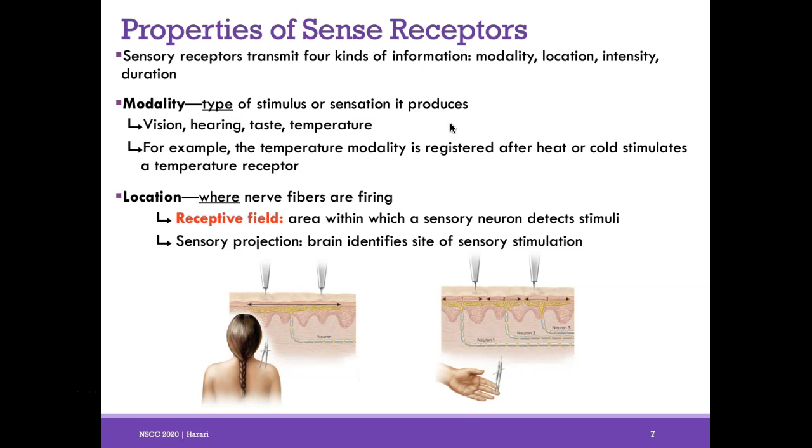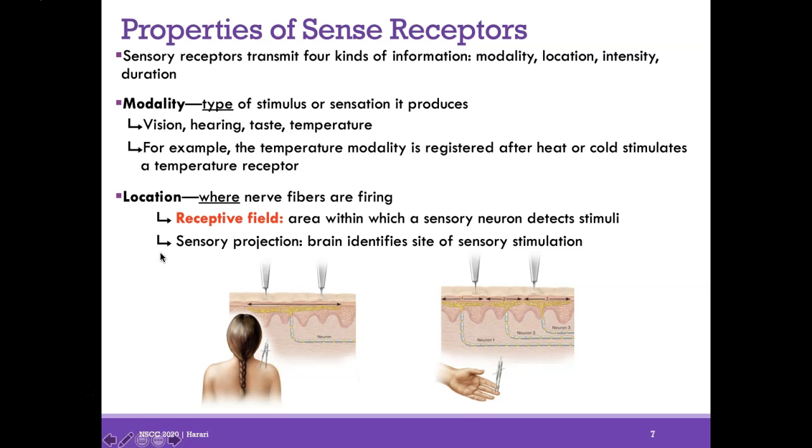The location is also encoded by which nerve fibers issue signals to the brain. So this means which nerve fibers are firing will determine what type of sensory experience you're going to get. So different nerve fibers can only be fired in certain receptive fields. What that means is the receptive field is the area where a sensory neuron can detect a stimulus. It's like the sensitive area.